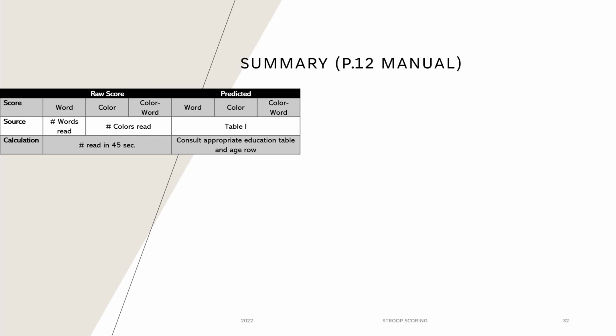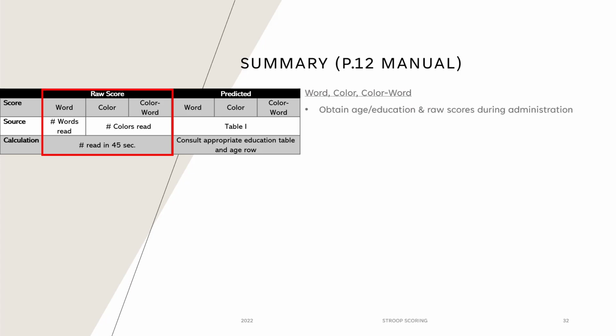Okay, let's summarize what we've talked about. This table is very detailed, but it covers everything you need to do for scoring. It's listed on page 12 in the manual. So we first went and converted the word and color word raw scores to standardized scores. And we started by recording the raw scores we obtained during administration, giving our age and education, noting all those down because we're using those to do the scoring in the appendices.